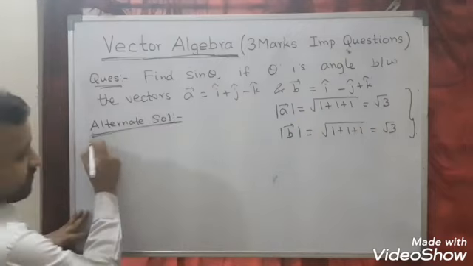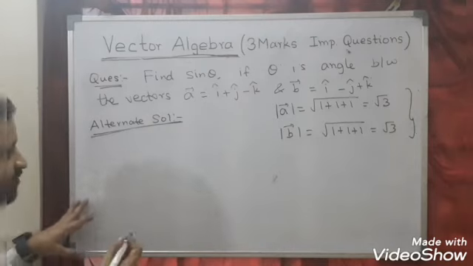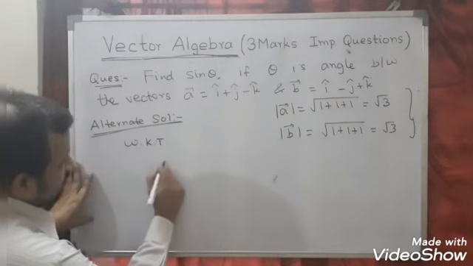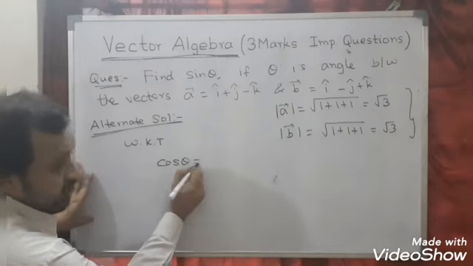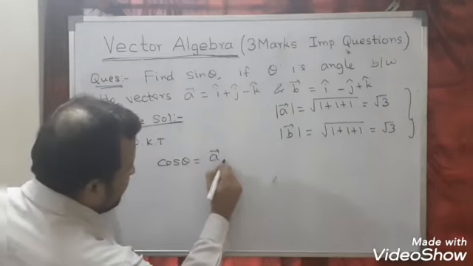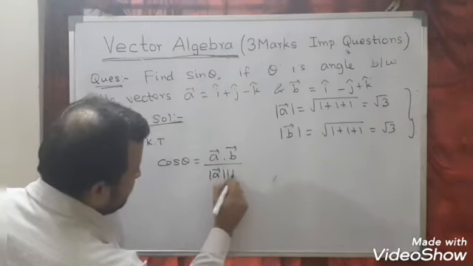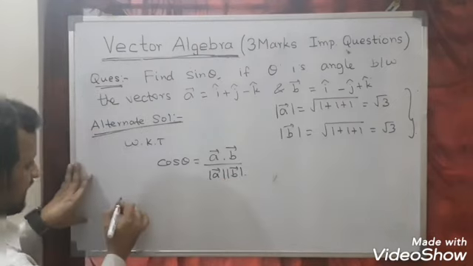Since we have the formula for sin theta, we directly apply it. Suppose you don't know the formula. So we know that cos theta is nothing but A dot B divided by mod A into mod B. So calculate.